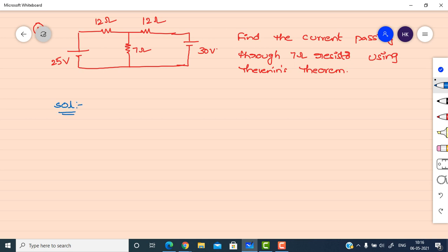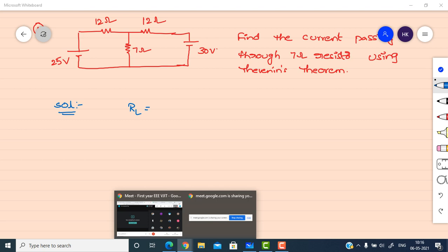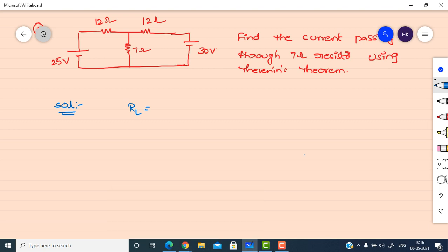Now first you have to identify the load resistor in the given circuit. What is the load resistor? What is the RL value in the given circuit? 7 ohm. Why? Because we have to find out the current passing through the 7 ohm resistor. So that's why the load resistor will be the 7 ohm resistor.